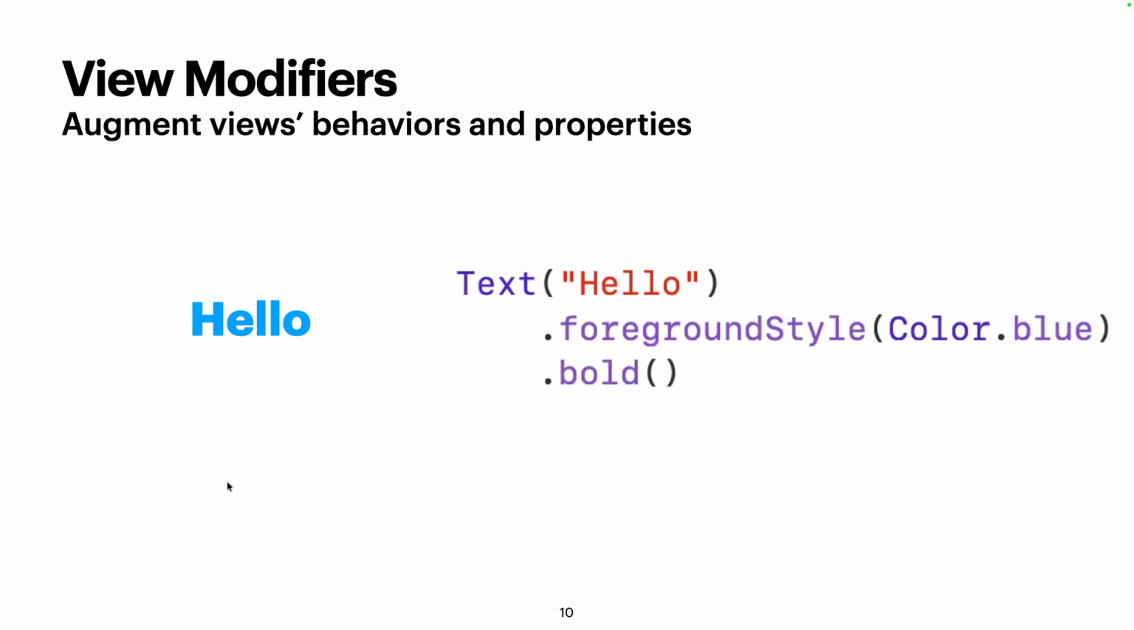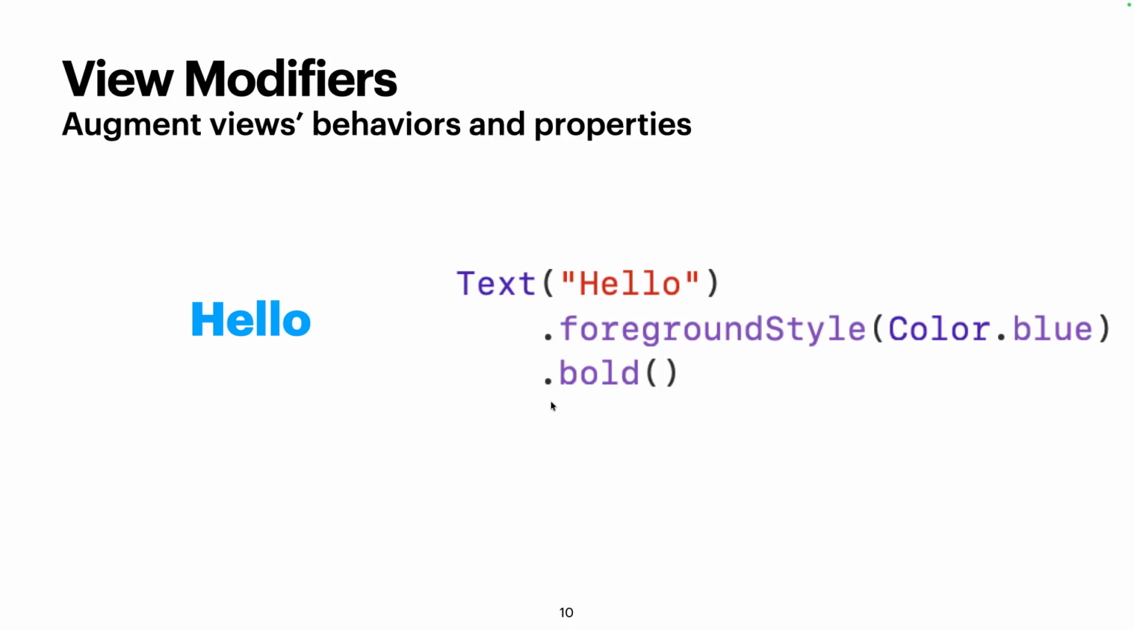Now, how do we actually modify a view's behaviors and properties? That's something called view modifiers. Like its name, it modifies the view. Here in this example, we have a text that just says hello. To modify its text color, we use the foreground style view modifier and give it the color blue. If we want to bold it, or specify the font weight, we could use the bold view modifier. So we can chain these view modifiers to customize our views.